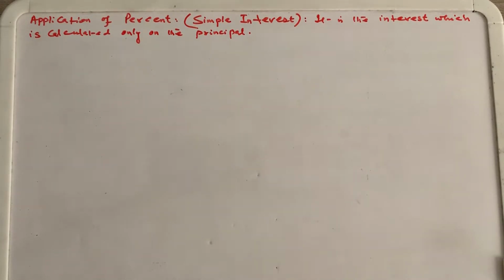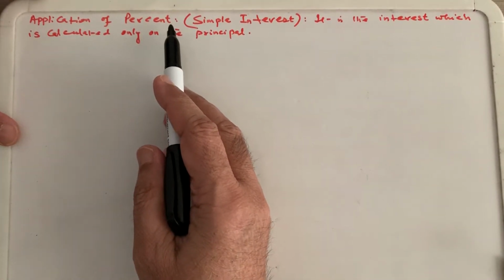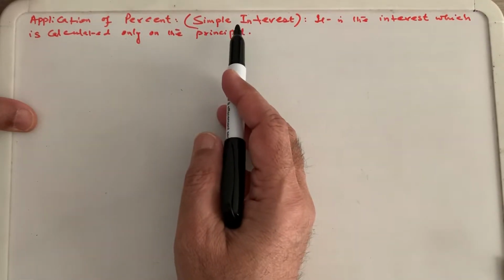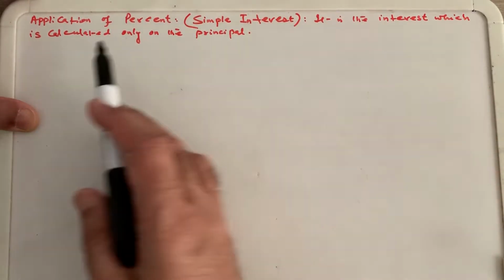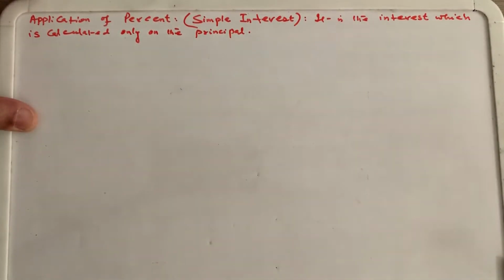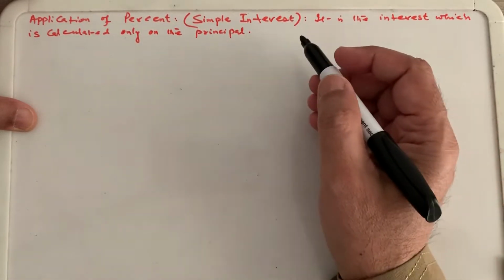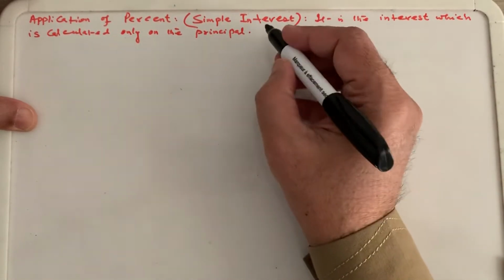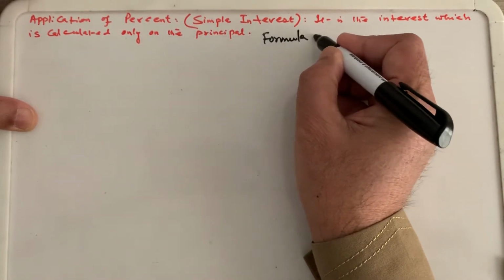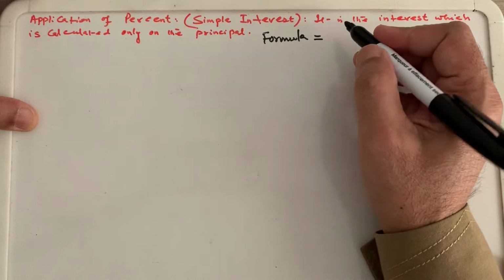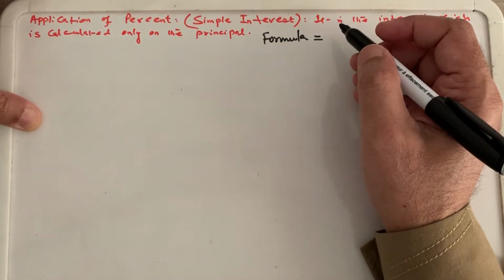And we will be continuing the topic application of percent. Today we will be learning this application which is called simple interest. Simple interest is the interest which is calculated only on the principal amount. Three things are important to calculate interest, and the formula is to multiply all those three known factors.